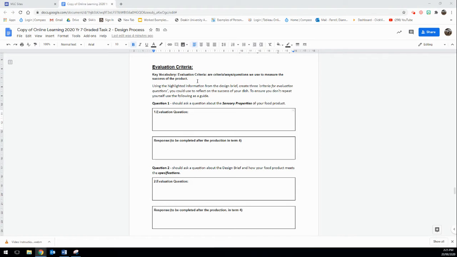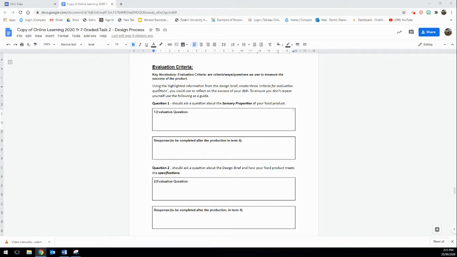So what are they? Evaluation criteria are criteria or ways or questions we use to measure the success of a product. So what we're going to do is come up with 3 questions. They need to be open-ended questions so that when you respond to them after your prac in term 4, you will actually have plenty of scope to explain yourself. I do not want to see any closed questions, which are yes and no answers, okay?